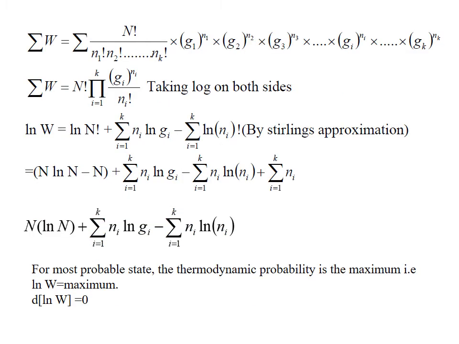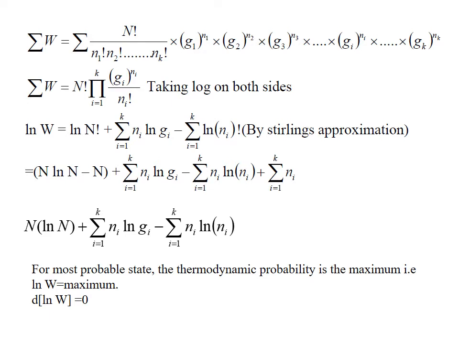Again, the expression can be written as the sum of W, which is the sum of n factorial divided by n1 factorial, n2 factorial up to nk factorial, into g1 to the power of n1, g2 to the power of n2, g3 to the power of n3, and so on. Again, if we take the product for all these terms, the expression can be written as n factorial times the product over i from 1 to k of gi to the power of ni divided by ni factorial.